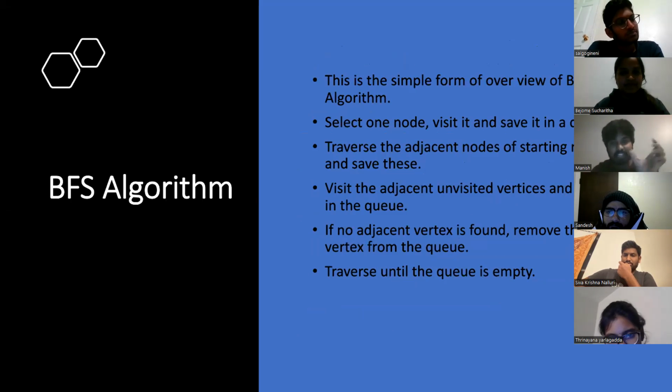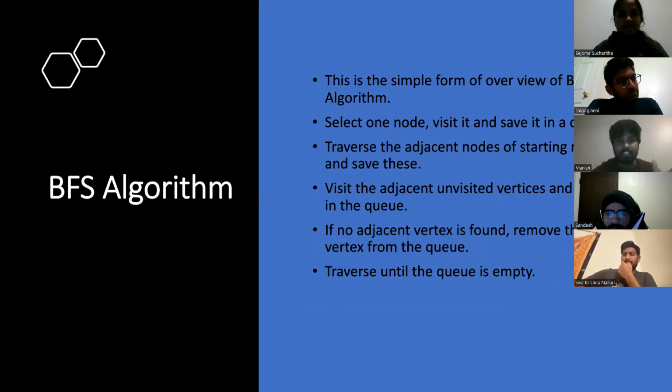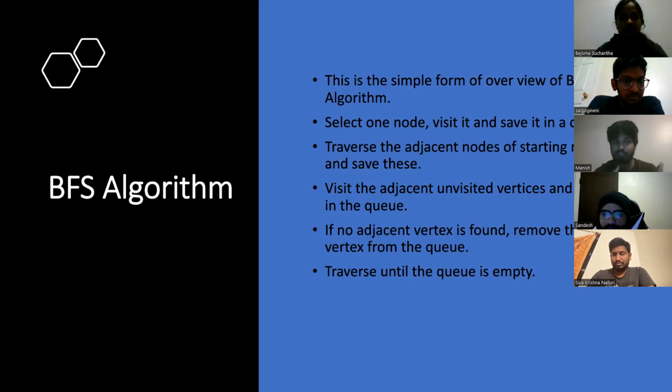When we select one node as a starting node, it will visit it and save it in a queue. Then it will traverse to the adjacent nodes of the starting node and save them. Once it has visited the adjacent unvisited vertices, it saves them in the queue. If no adjacent vertex is found, remove the first vertex from the queue and traverse until the queue is empty.